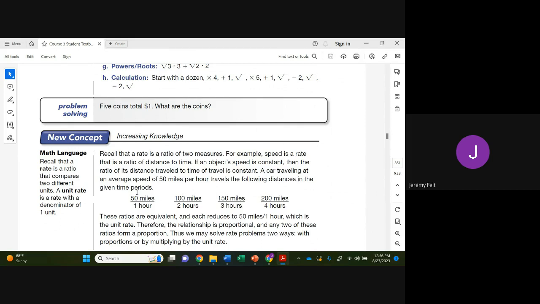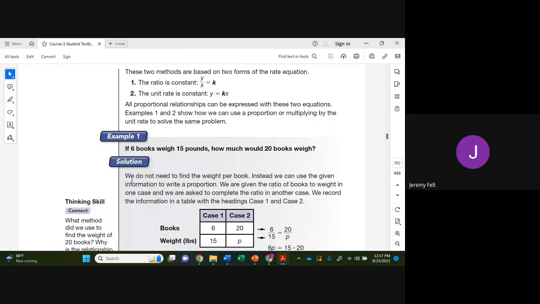So these ratios are equivalent. Each reduces to 50 over 1. So 50 miles an hour over 2 hours, it'd be 100 miles. 3 hours would be 150, that would be 150 miles. These form a proportion. Thus, we may solve rate problems two ways, with proportions or by multiplying by the unit rate. So we'll look at both ways to do that.